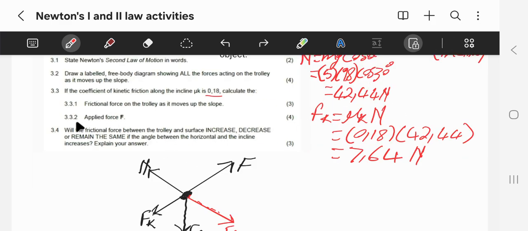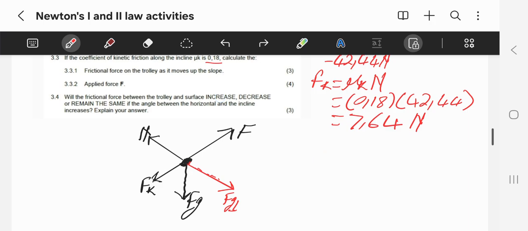Okay, to answer 3.3.2 guys, we are going to have to include another component force. Every time our object is on an incline, it must have component forces, and those component forces are called what? The FG perpendicular, and the other one that we have is the FG parallel.